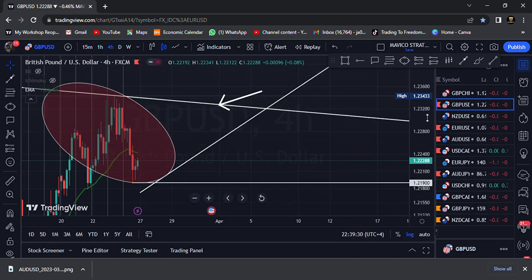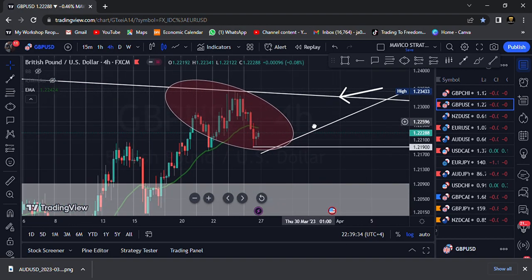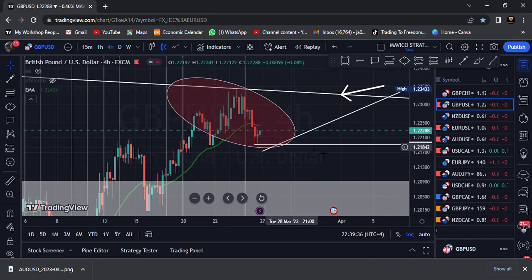But right now, it shows signs of selling, because it's already at the 4 hour time frame trading below the moving average. So now it only determines how much is your trading account, how much are you ready to risk, and how much are you comfortable of risking.